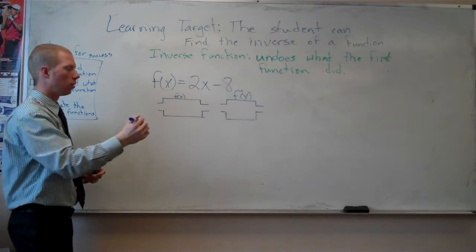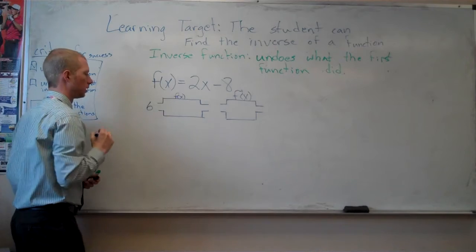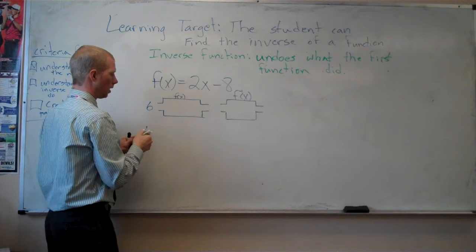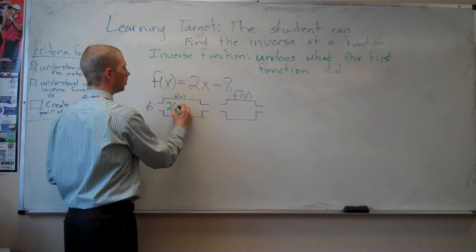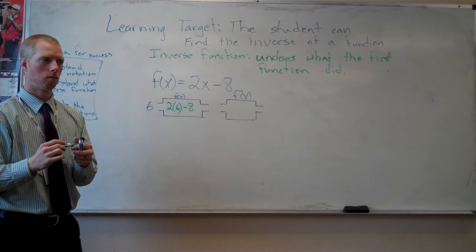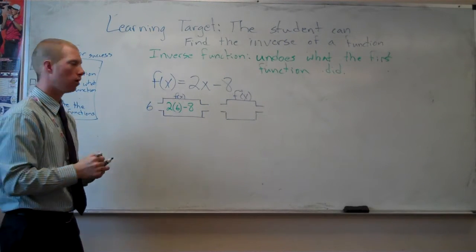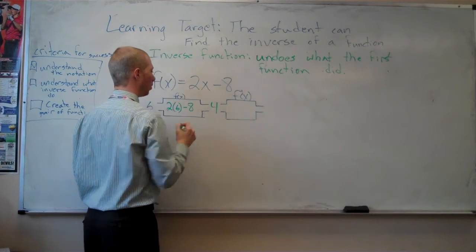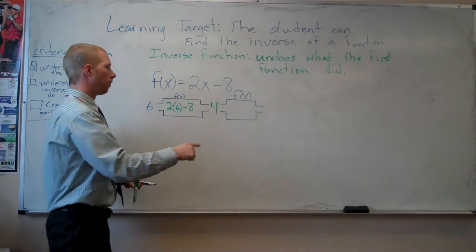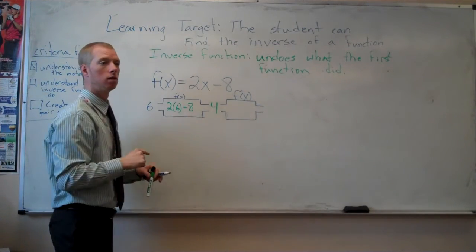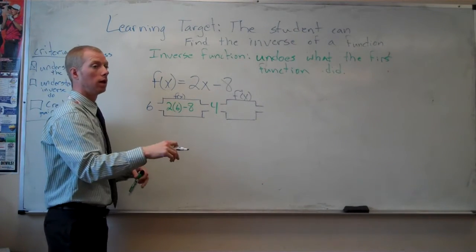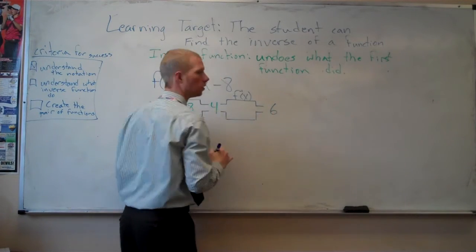Pick a number, any number, let's say 6. So if I put in 6 to f of x, I am going to do 2 times 6 minus 8. 2 times 6 is 12 minus 8 is 4. So you're right there. Now, how do we get 4? What do you think we want in the end? 6. We want 6. We want to undo what we did in this box and get 6.